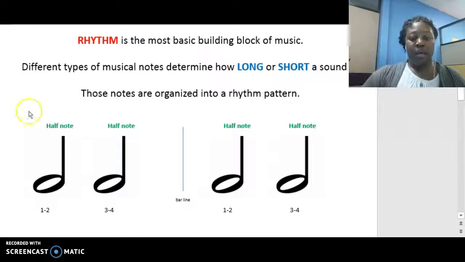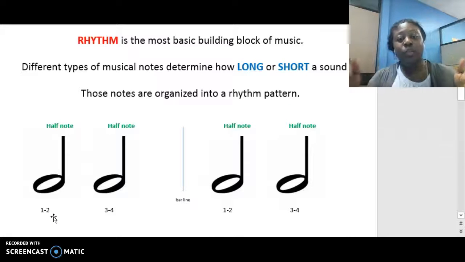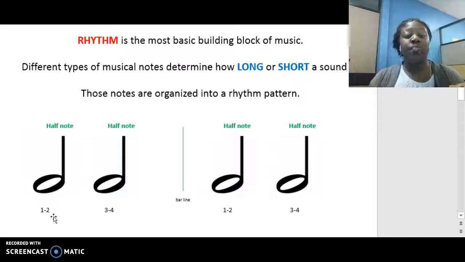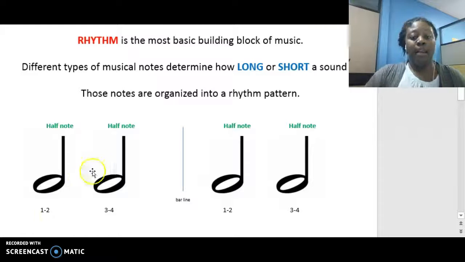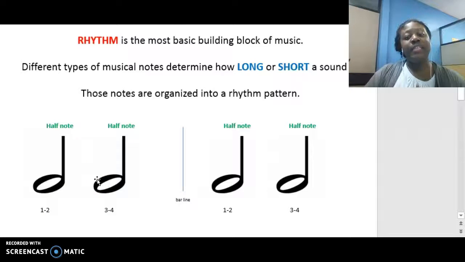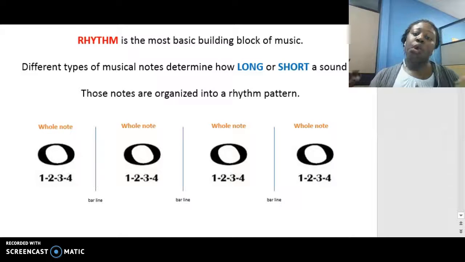Okay. And then the way we write out our counts for half notes, 1 dash 2, that dash shows that the sound is continuous throughout the entire 2 beats. There's not a break. All right. 1 dash 2, 3 dash 4. And then with whole notes, also, those dashes are really important. They show that the sound does not break. It continues for all 4 beats.